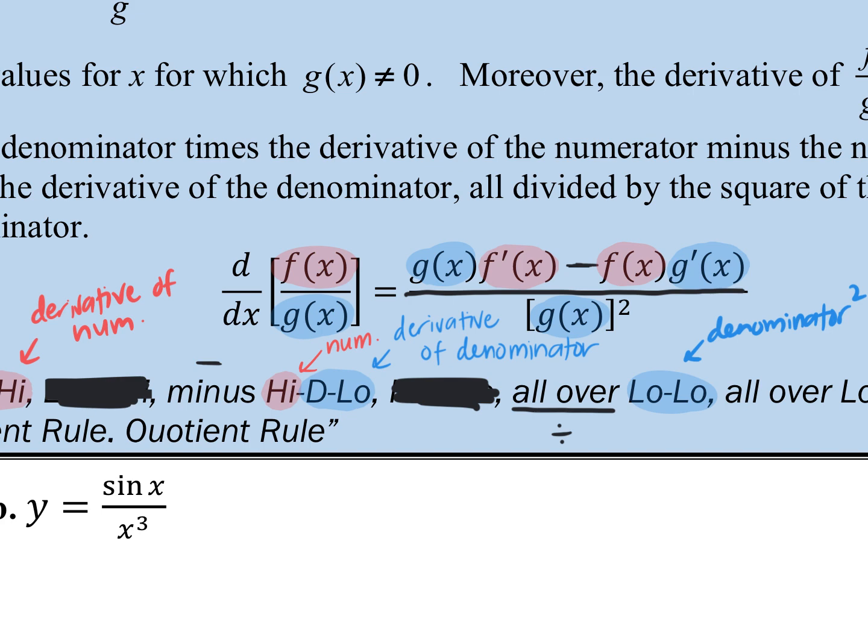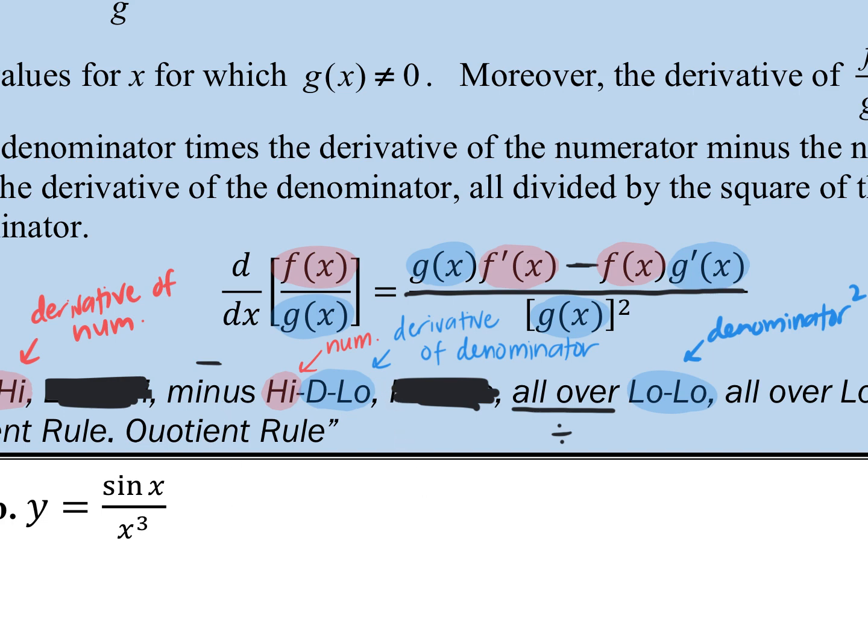Okay, this is going to take practice. I don't expect us to memorize this formula. I expect us to be able to remember low D high minus high D low over low squared. That's going to be another thing on one of your note cards that you'll write down. I'll probably have you write this fun definition down, but I'll also have you write the low D high minus high D low part. Okay?